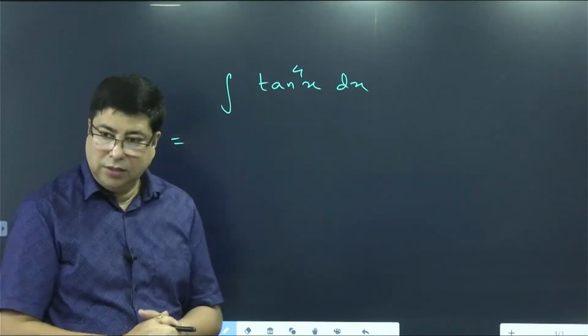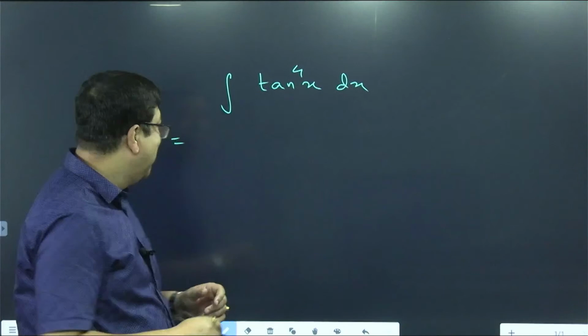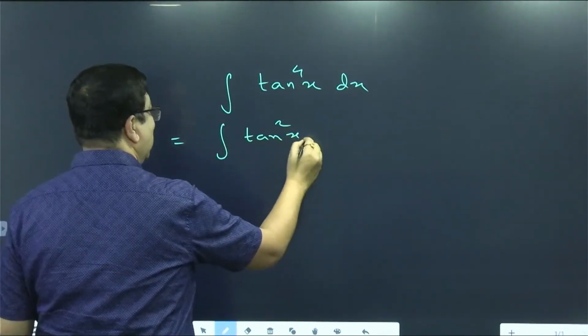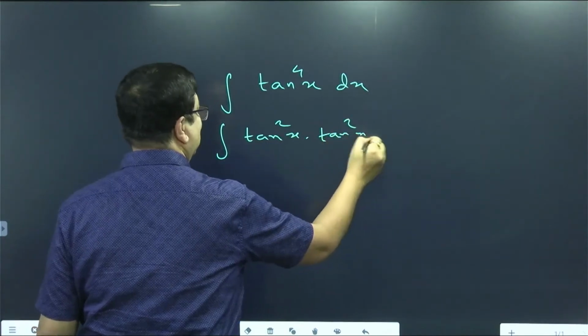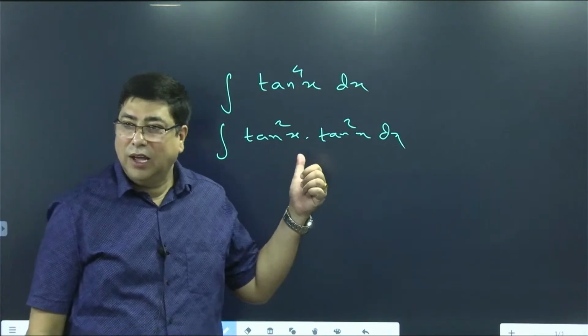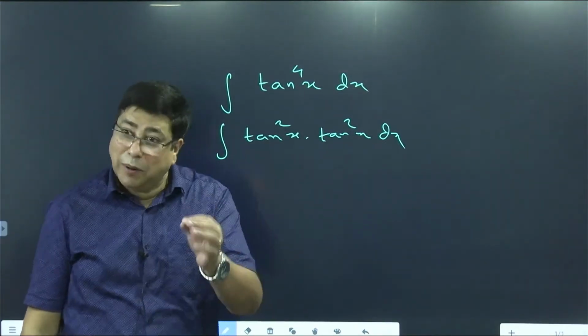Let's start breaking this. Tan to the power 4 means tan square into tan square. Tan square x into tan square x. What is the derivative of tan square x? Aditya, tell me. What is the derivative of tan x? You tell me.